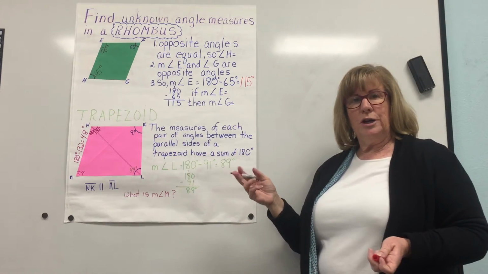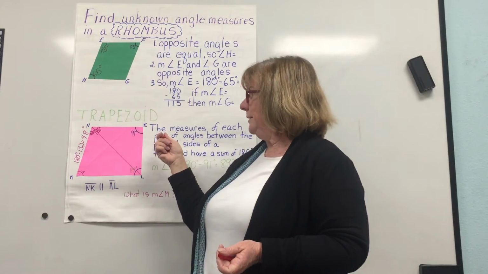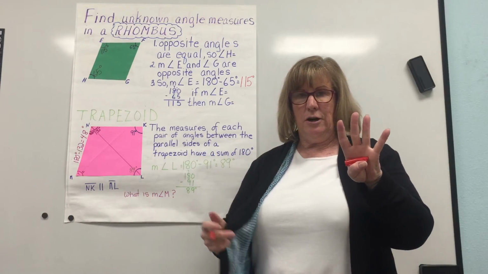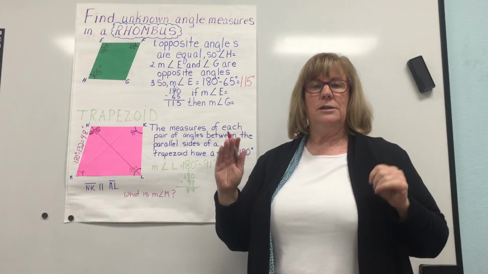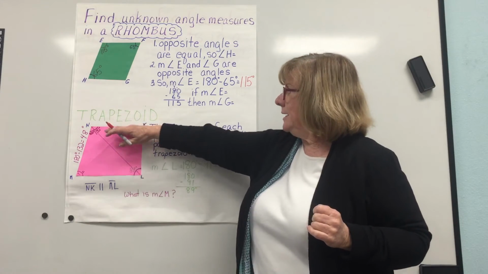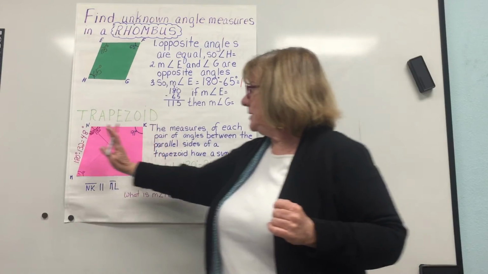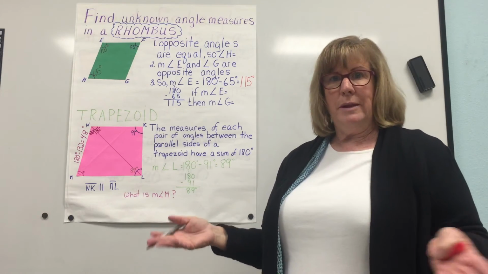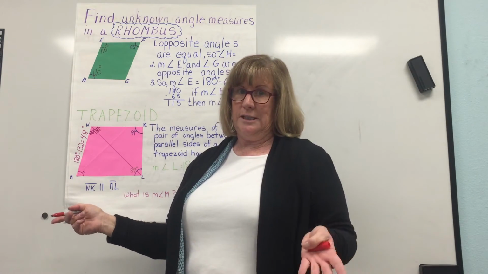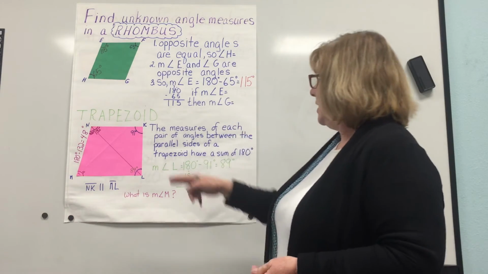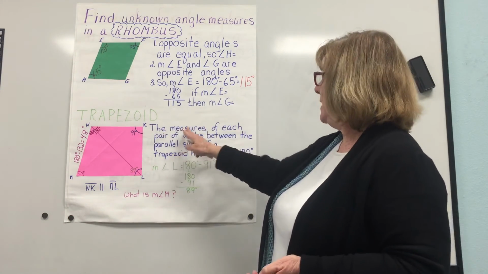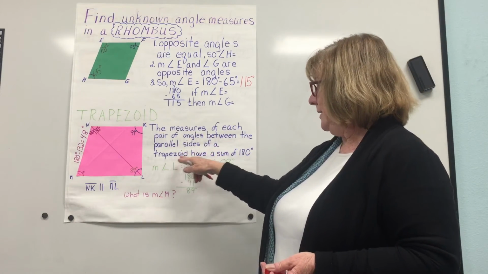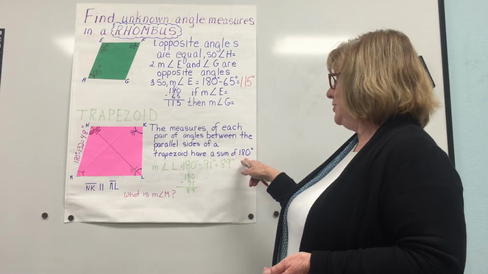The last figure that we're going to be working with today is what's called a trapezoid. A trapezoid is, again, a four-sided figure. Top and the bottom, or two sides, are parallel. In this case, the top and the bottom are parallel, but these two sides are not parallel. So we're going to try to figure out what, remember, all four need to total 360 degrees. All right? So the trick for a trapezoid is the measure of each pair of angles between the parallel sides of a trapezoid have a sum of 180 degrees.